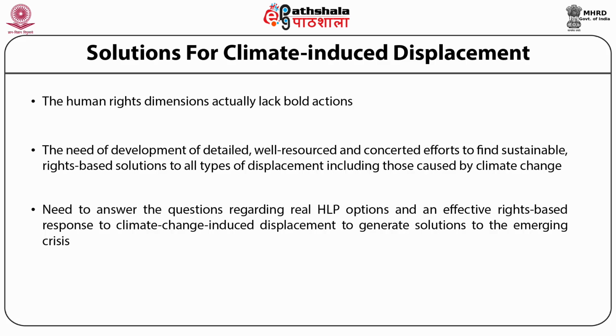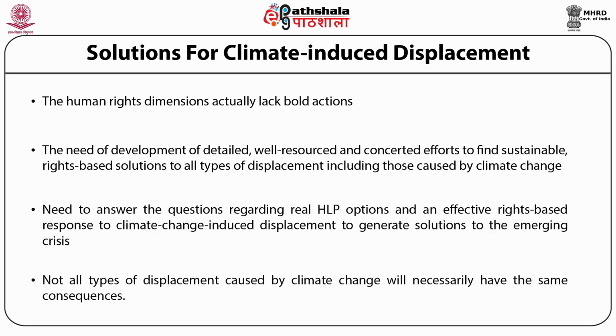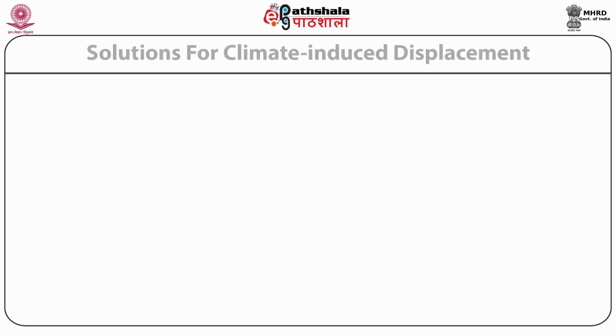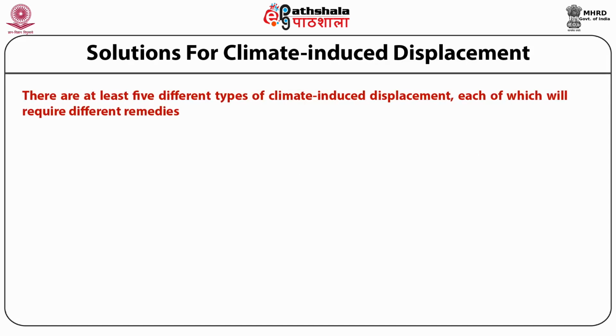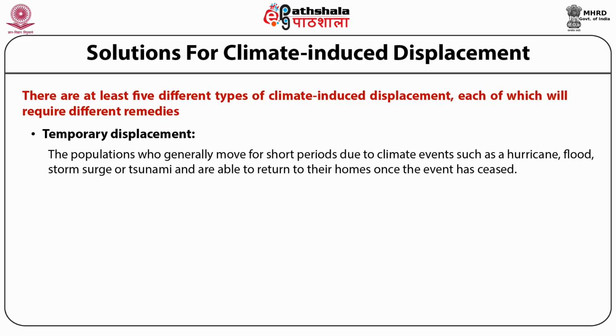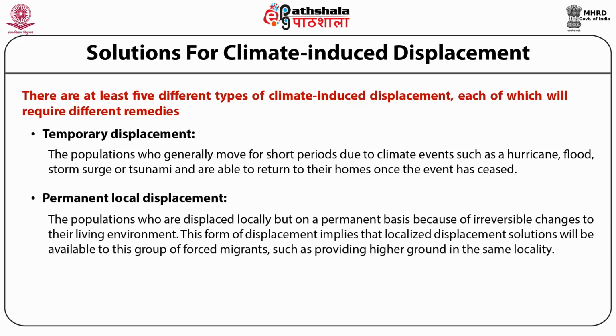However, in order to develop such responses, it should be kept in mind that not all types of displacement caused by climate change will necessarily have the same consequences. In fact, there are at least 5 different types of climate-induced displacement, each of which requires different remedies. Generally speaking, climate change induced displacement is likely to manifest in 5 primary ways. Number 1, temporary displacement. The populations who generally move for short periods of time are temporarily displaced due to climate events such as a hurricane, flood, storm surge, or tsunami, and are able to return to their homes once the event has ceased. The second type is that of permanent local displacement.